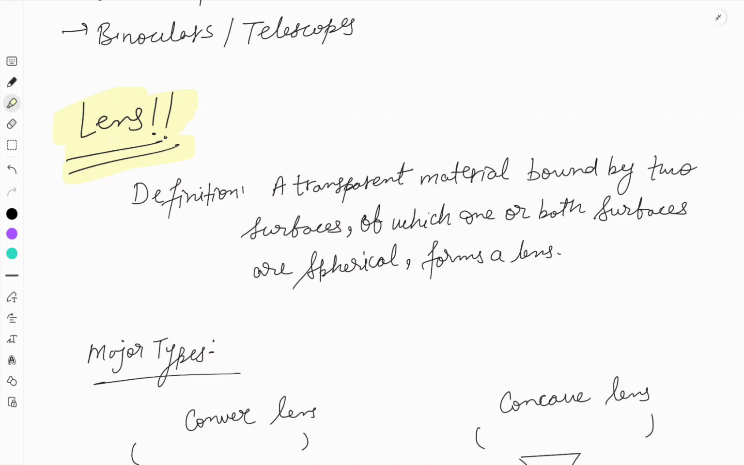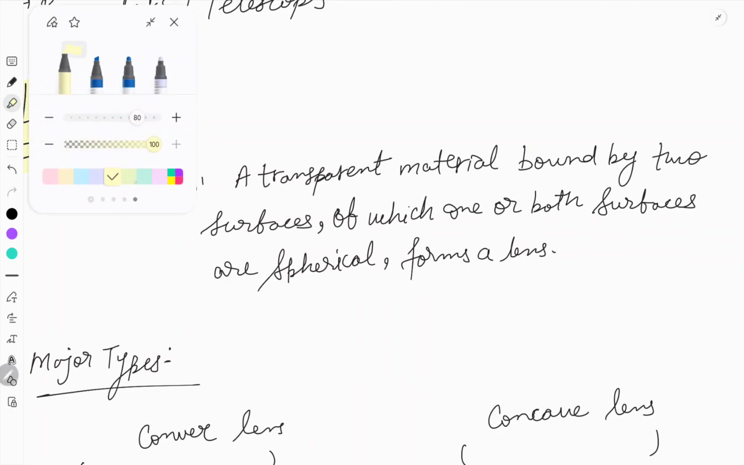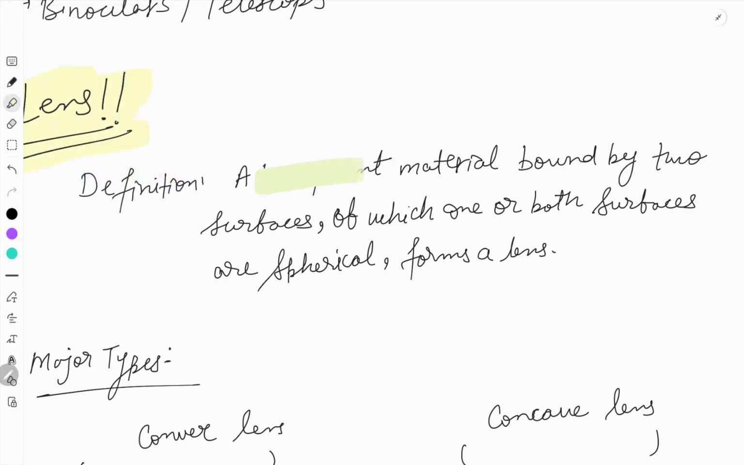So what is a lens? What is the definition of a lens? We are going to study that. A transparent material. This is the definition that is given in your book, by the way. A transparent material bound by two surfaces, of which one or both surfaces are spherical.